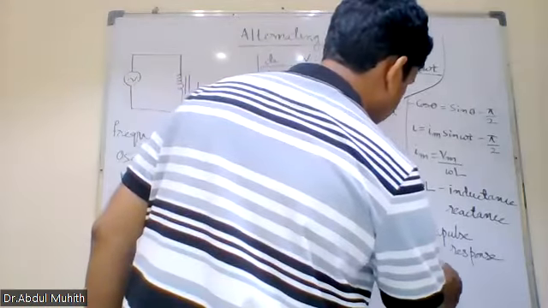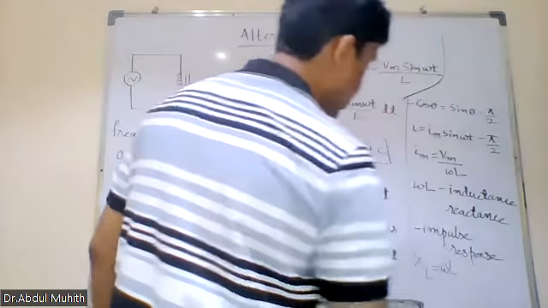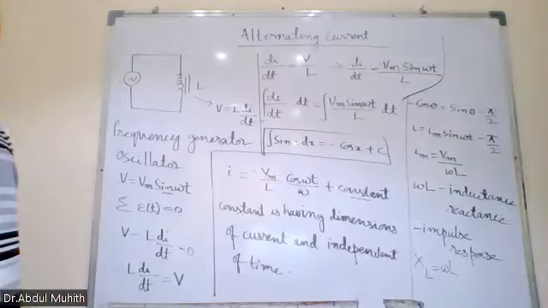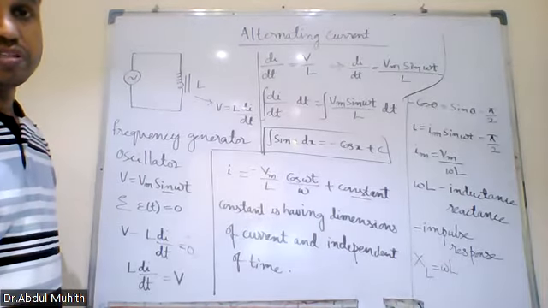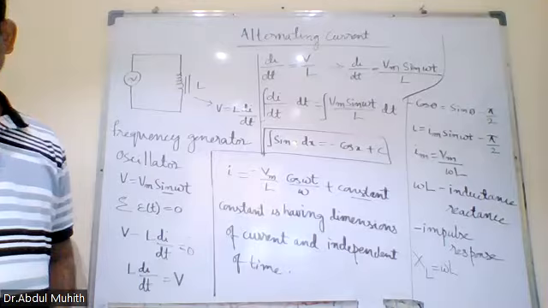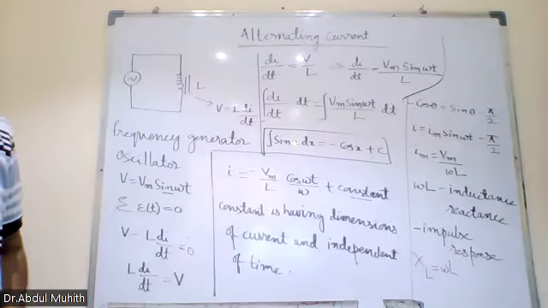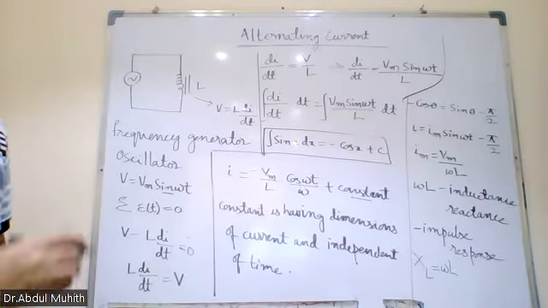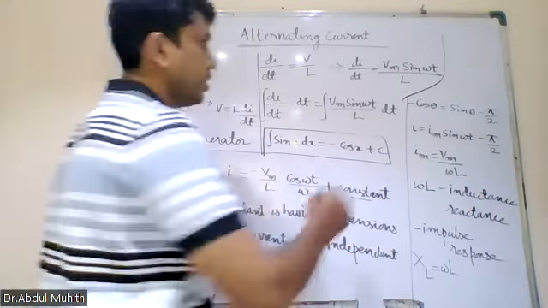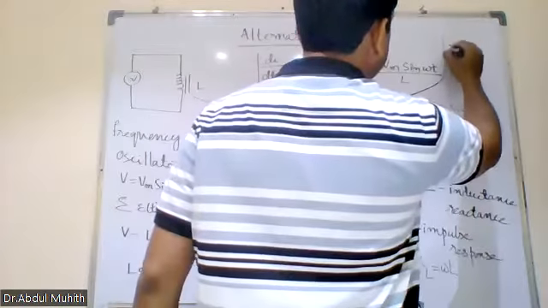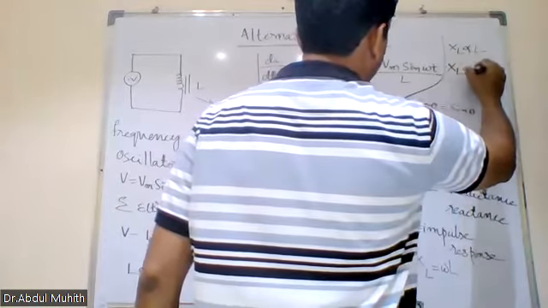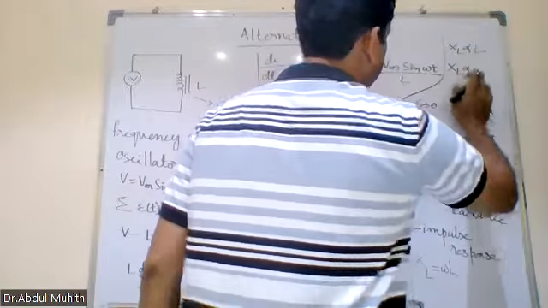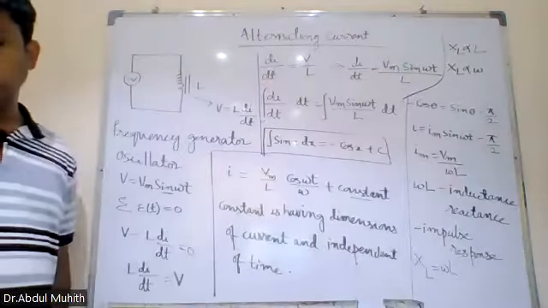X suffix L is equal to omega L. Is this concept clear to all of you? Yes, sir. Now what happened here? XL is directly proportional to L, and XL is directly proportional to omega, the frequency.